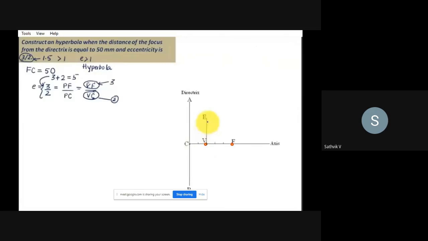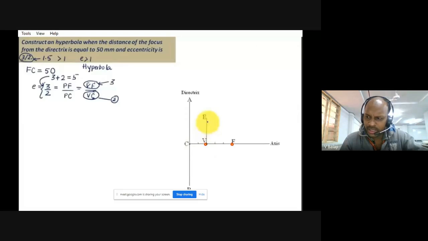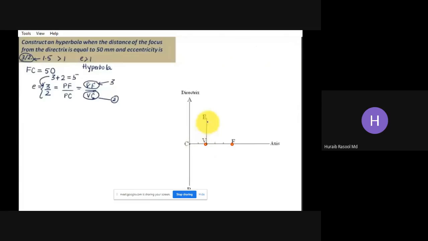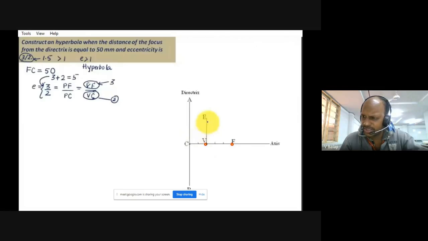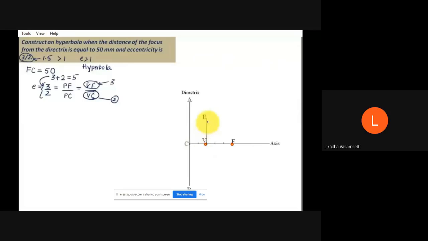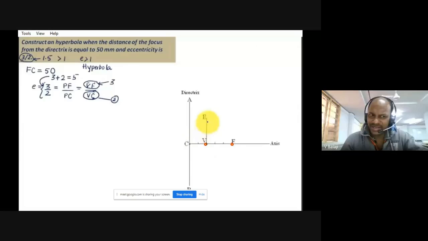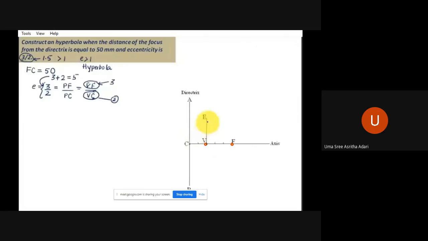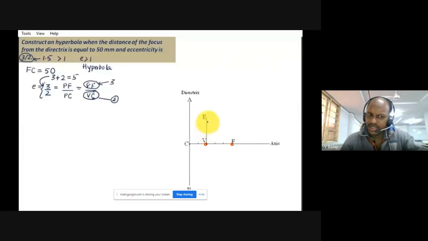For parabola, sir? Yeah, you are asking for parabola. Now tell me, what is the parabola eccentricity? One. How to get one? Tell me, is it 3 by 2 is equal to 1 or 2 by 3 is equal to 1? Both are not correct, right? What is correct then? I need eccentricity equal to 1. Then what is the ratio? 2 by 2 or 3 by 3. Very good. You can select 2 by 2 for construction purpose or you can take 3 by 3.